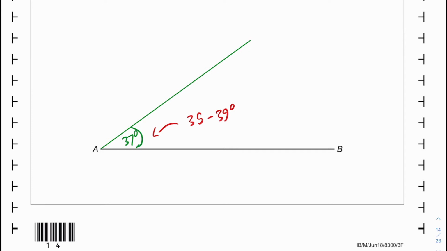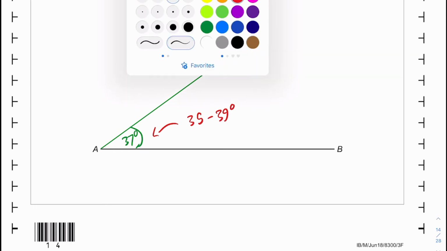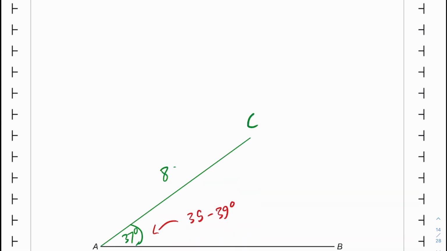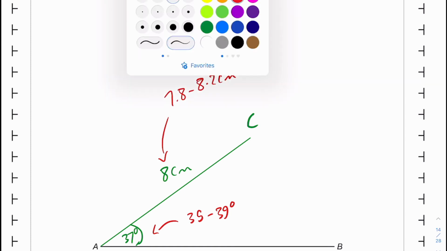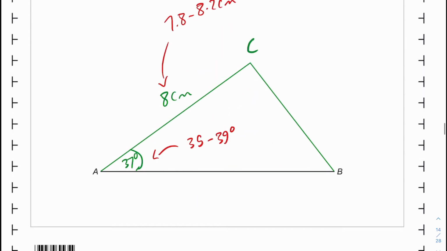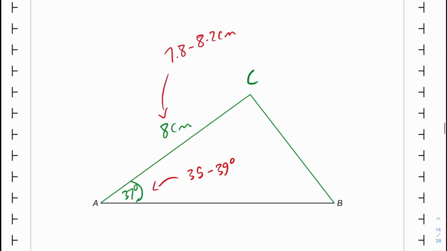And then once you've drawn our length here, which is AC, we need to make sure this is between a certain set of values as well. It's meant to be exactly 8 centimeters, but again you can have a range. You can have between 7.8 to 8.2 centimeters. These are accepted in the exam. And the final thing to do is to link up the sides CB, and once you've done that, that'll be enough for the 2 marks for this question.